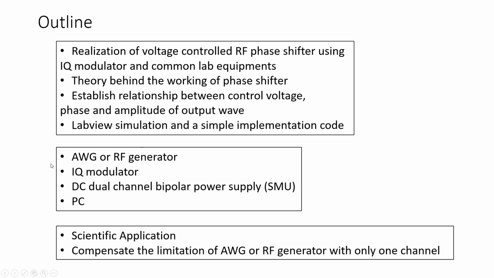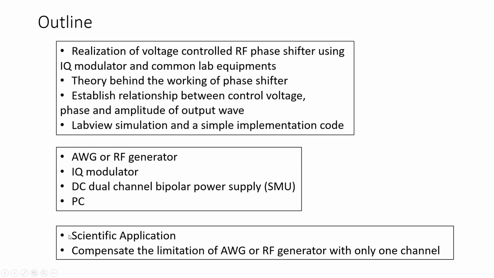Following equipments are used to build this phase shifter: a single channel arbitrary waveform generator or RF generator, and then we need an IQ modulator, and then we need DC dual channel bipolar power supply or a source measure unit. Bipolar means both positive and negative voltages can be applied in the same channel without having to switch the connections manually. And finally, we need a PC to control our DC power supply.